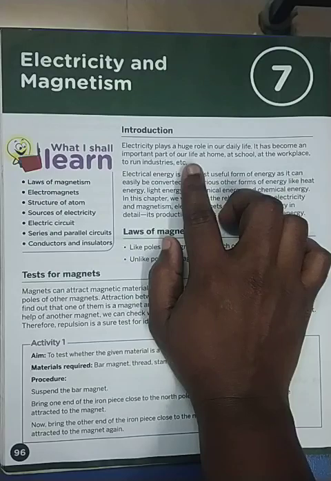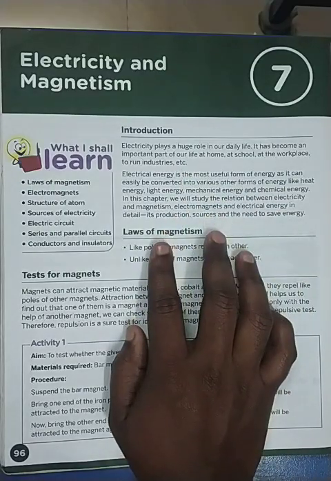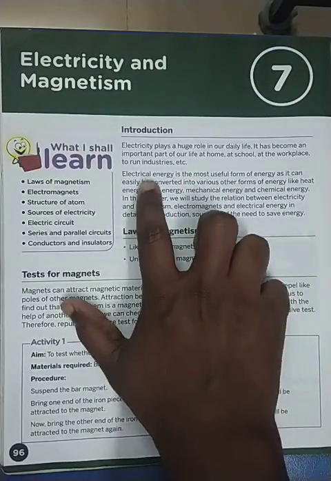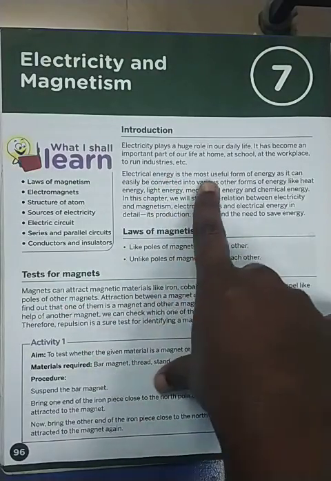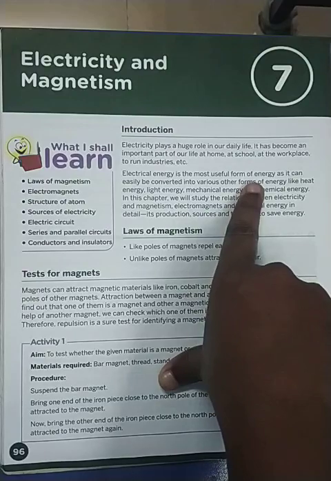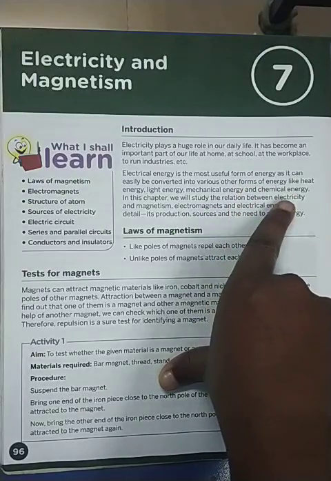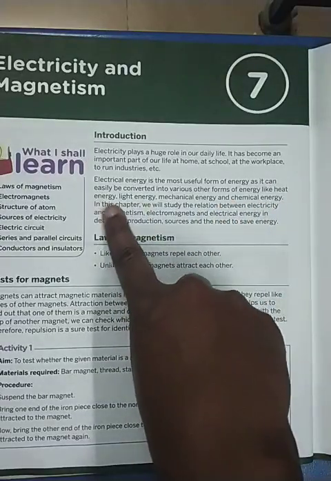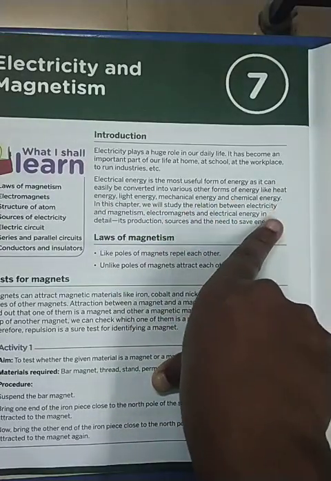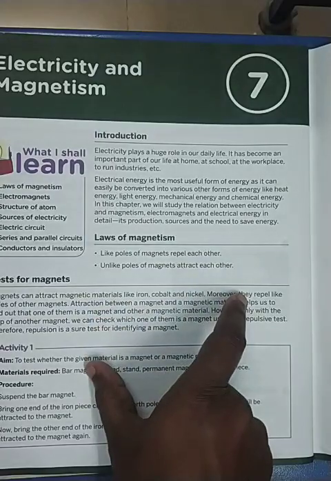This electricity is obtained as an energy. That energy is called electrical energy. Electrical energy is the most useful form of energy, and it can be easily converted to other forms like light, heat, mechanical energy and chemical energy. We are going to see all that now.